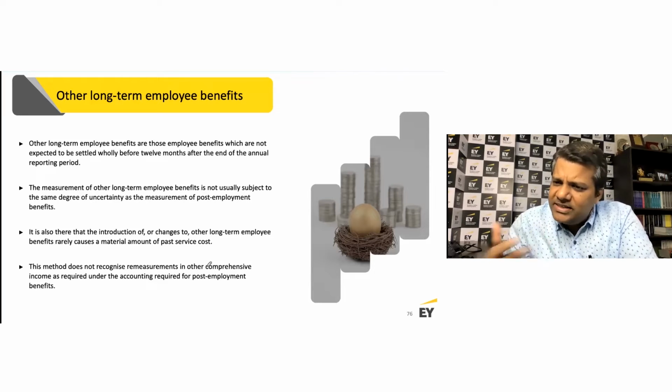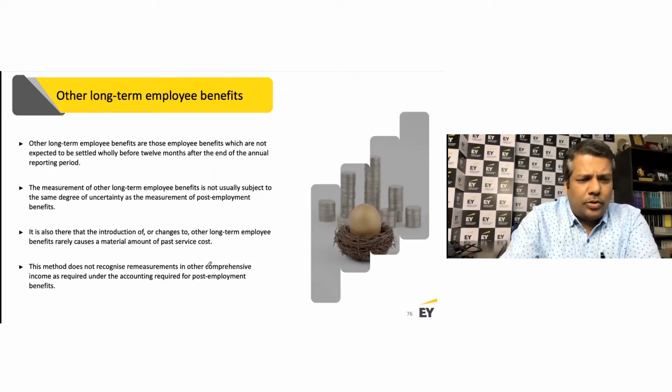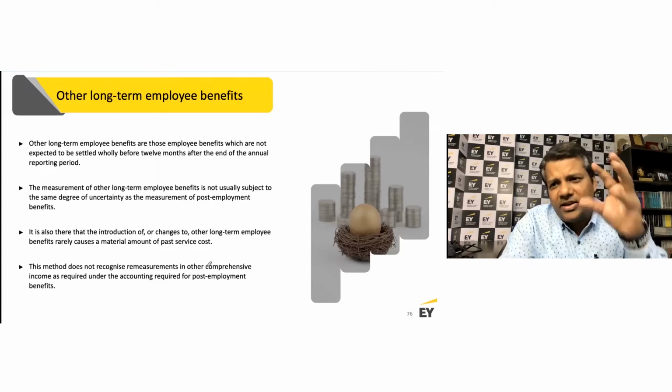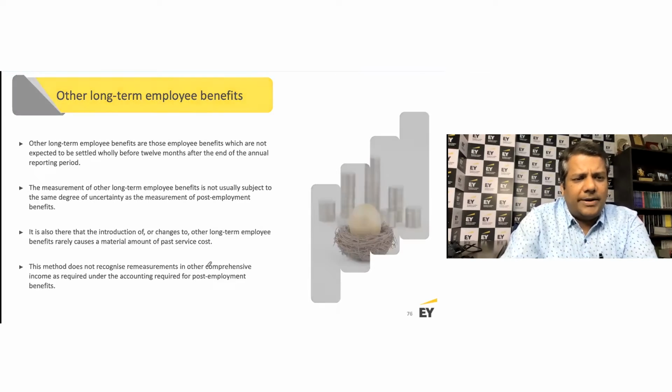So whatever the changes here, all of that goes into the profit and loss account. Nothing goes into OCI here. As you saw in the post-employment benefit, where we use the actuarial approach, the actuarial gain or loss, or the remeasurement gain or loss, goes into OCI, but here it doesn't go into OCI.